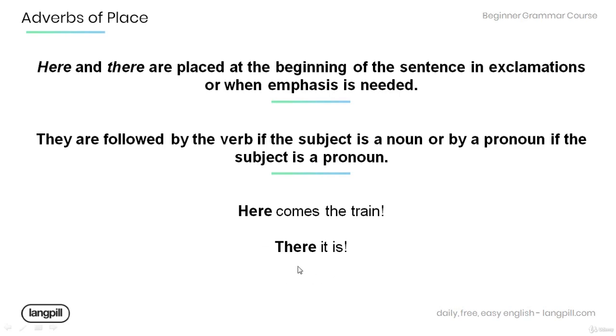And in the sentence, there it is. Note that the adverb of place there is followed by a pronoun, which is also the subject of the sentence.